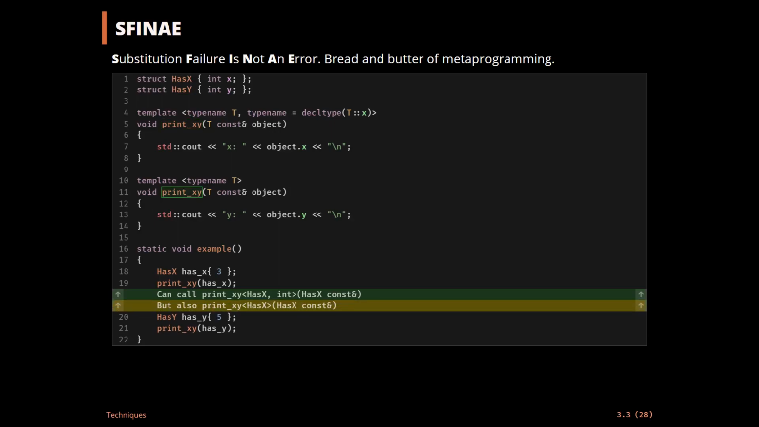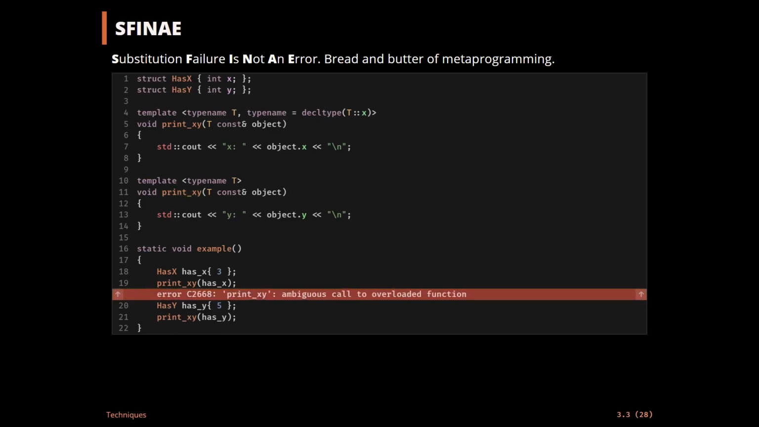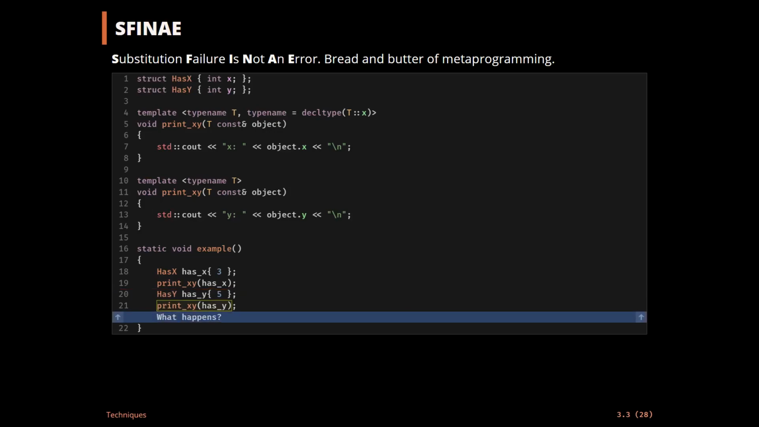So the problem is, in this case, it can also call print xy like the other one, so this time it's an ambiguous overload. It doesn't know which one of the two to choose, right? They're both equally good in their eyes. So that's why it's a compile error. We'll fix that later. Let's first look at what happens with print xy.